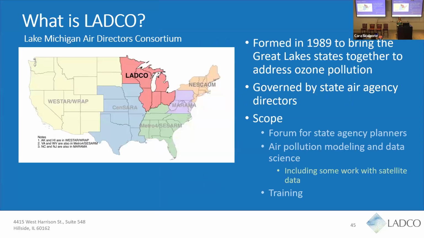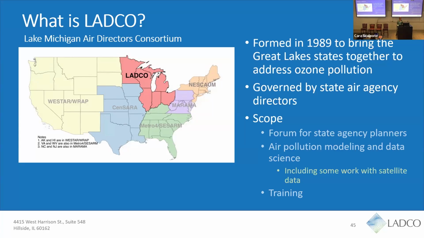Just to give some background into who we are, the Lake Michigan Air Directors Consortium, we were formed in 1989 to bring the Great Lakes states together to work on air pollution, specifically ozone. But we do work with other things. We're governed by the state air agency directors of the 6 states, all Great Lakes states. So we really do work for the states, and we do a number of things. One thing we do is bring the states together to talk to each other, mostly through our work groups or our planning meetings.